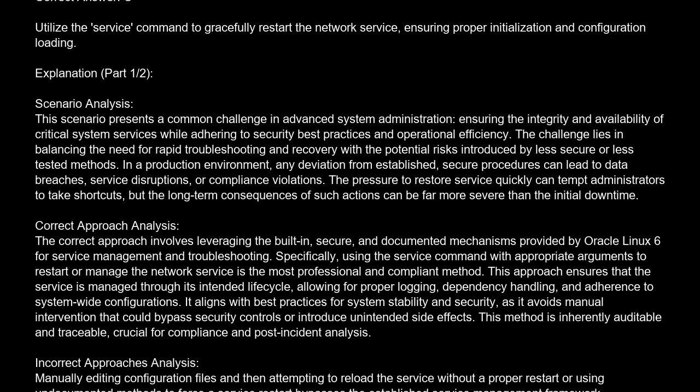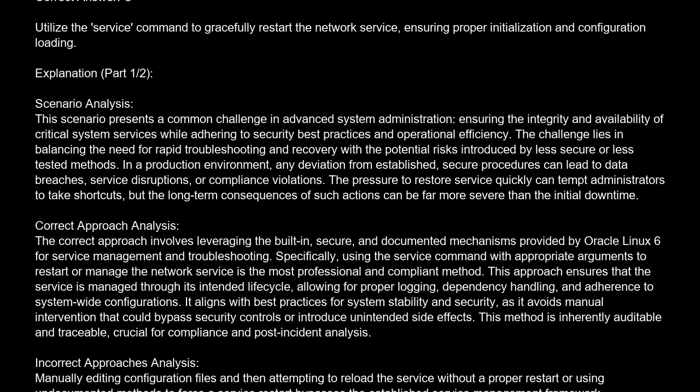Correct approach analysis. The correct approach involves leveraging the built-in, secure, and documented mechanisms provided by Oracle Linux 6 for service management and troubleshooting. Specifically, using the service command with appropriate arguments to restart or manage the network service is the most professional and compliant method.